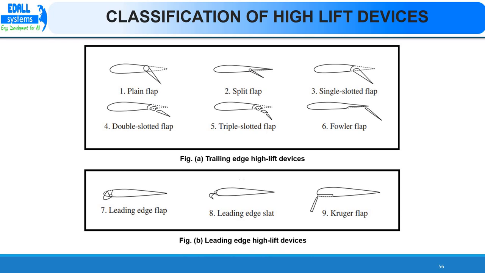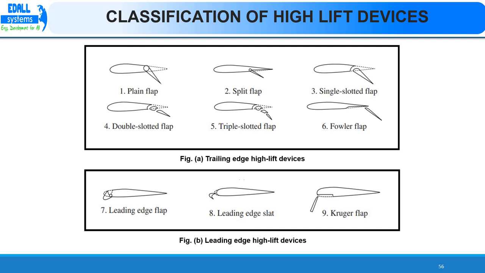Figure B shows the sketches of leading edge high lift devices. The first leading edge high lift device is leading edge flap, which is similar to trailing edge flap, except it is installed at leading edge of the wing. Therefore, leading edge rotates downward, increasing the wing camber.